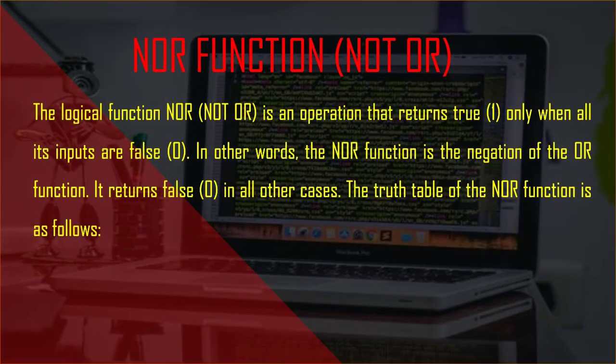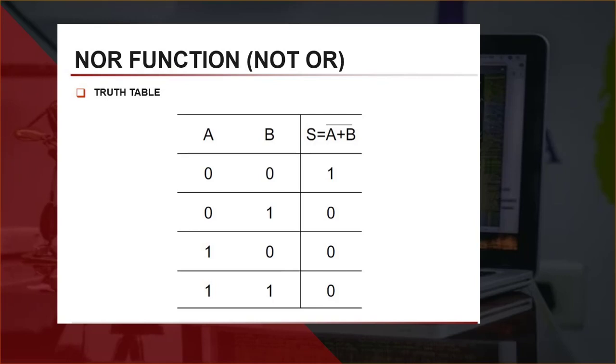The logical function NOR is an operation that returns true only when all its inputs are false. In other words, the NOR function is the negation of the OR function. It returns false in all other cases. The truth table of the NOR function is as follows.